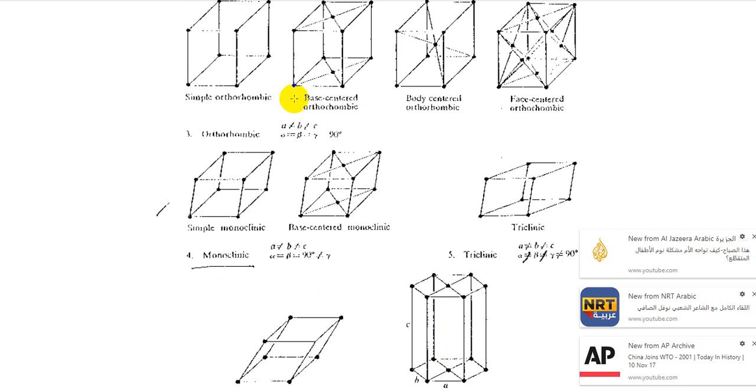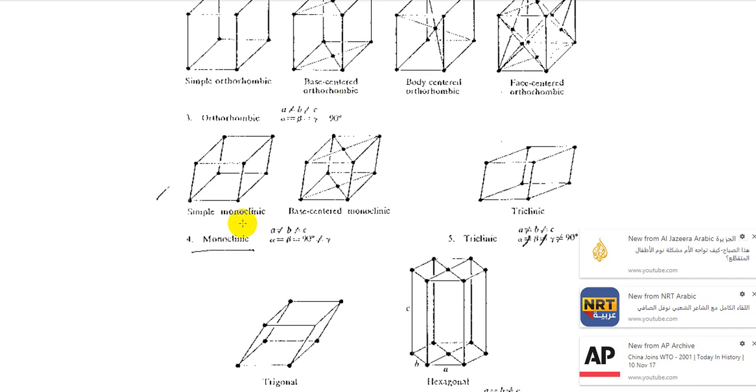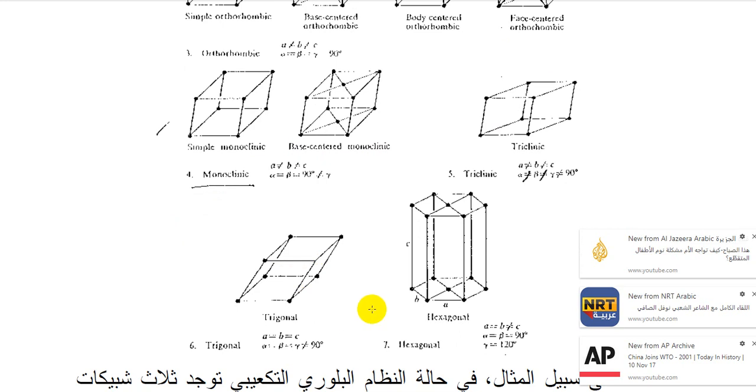Here's the right. Simple orthorhombic and base centered orthorhombic، يعني متعامد المحاور متمركز القاعدة. Body centered orthorhombic، يعني خلية متعامدة المحاور متمركزة الجسم. Face centered orthorhombic، يعني خلية متعامدة المحاور ومتمركزة الأوجه. Simple monoclinic أو أحادي الميل. Base centered monoclinic، يعني نظام أحادي الميل متمركز القاعدة. وترايكلينيك ثلاثي الميل. كذلك ترايجونال ثلاثي التماثل أو ترايسيمتريك.